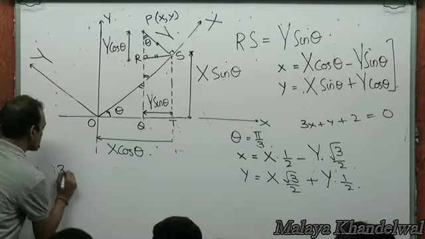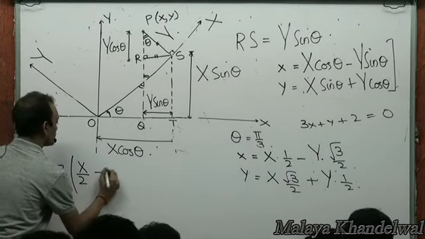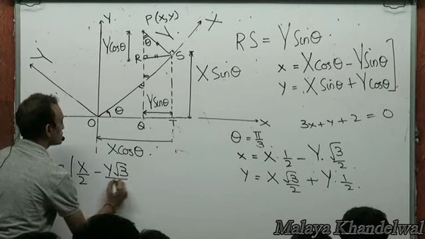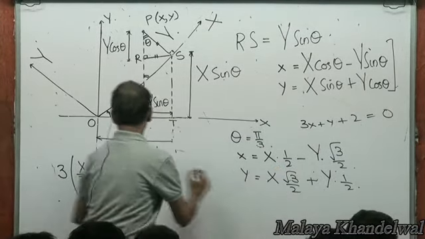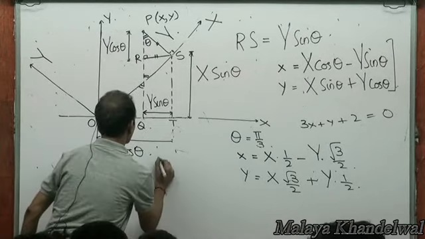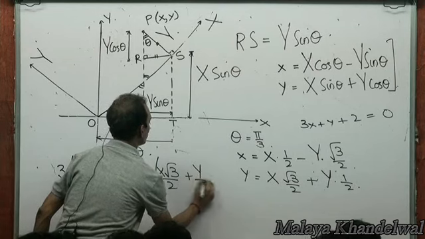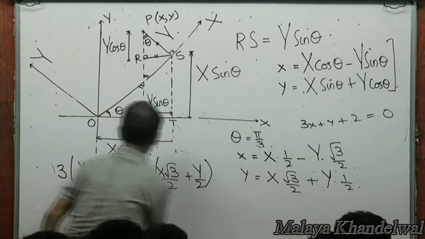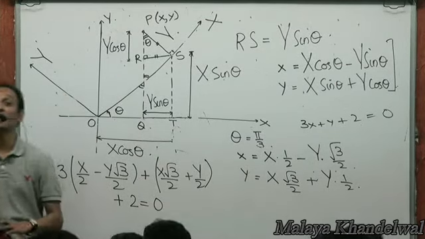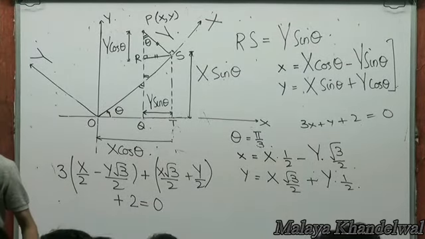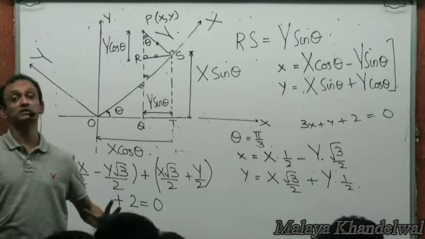So 3 times small x, which is X by 2 minus Y root 3 by 2, plus small y, which is X root 3 by 2 plus Y by 2, plus 2 equal to 0. You can simplify. This will give you the equation of the line in the rotated coordinate system. Yes or no? So this bit of transformation you must understand.